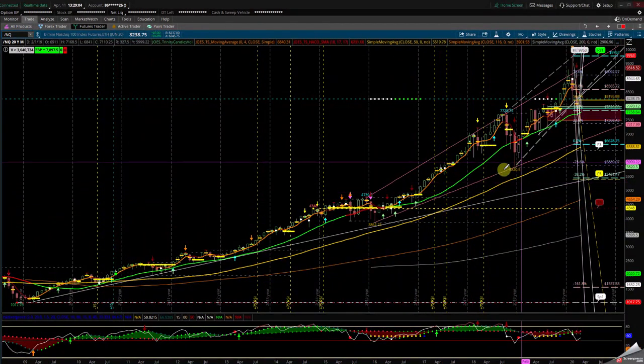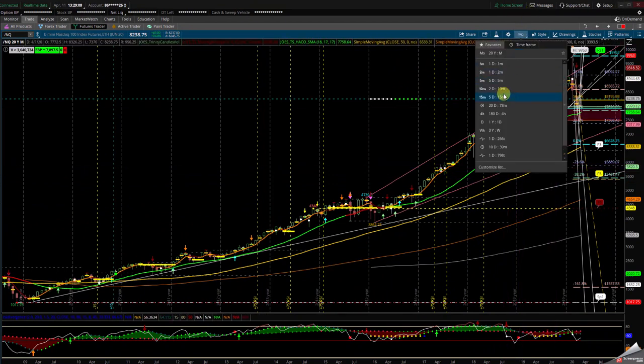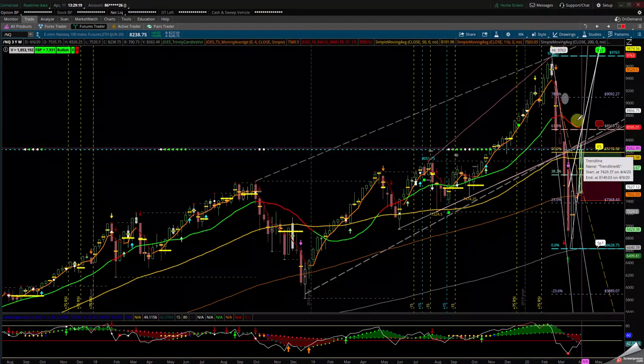This is before the election. I know this has a lot of lines here, but if you notice, we are coming back from this area and retesting that upper channel. So keep an eye on that level for continuation. I'll do the 4. Okay, there's my mouse.